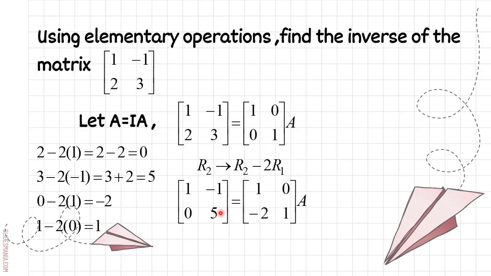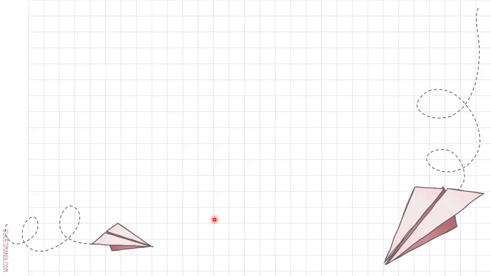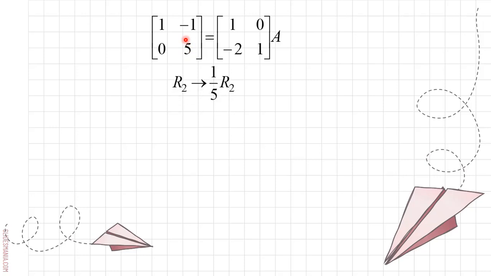Now my third step is to bring this element to 1. So what I will do is simply divide the second row elements by 5. 0 by 5 gives me 0, 5 by 5 gives me 1. So my third elementary operation will be R2 goes to 1 by 5 times R2, which means the second row elements will be multiplied by 1 by 5. The first row will remain the same.